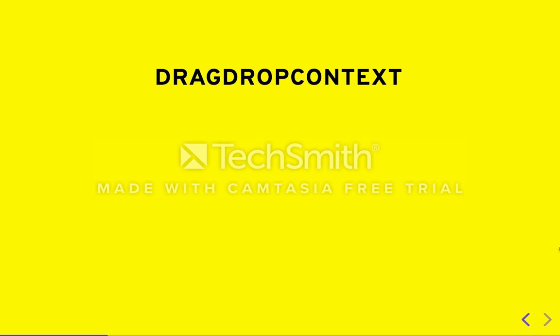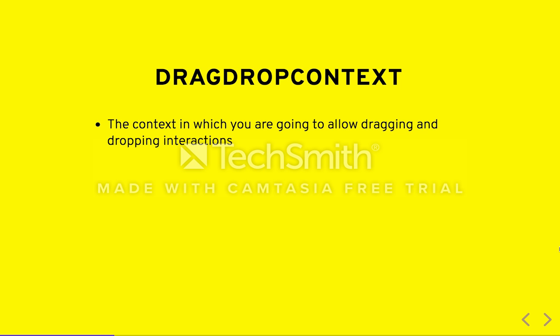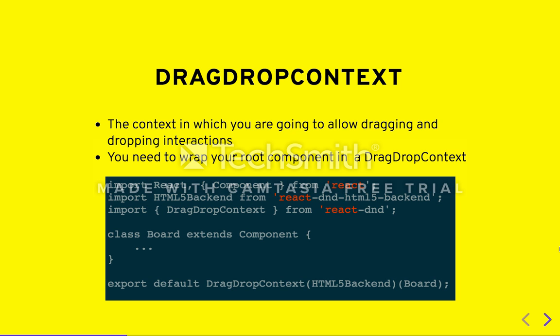What is the drag drop context? The drag drop context is the context in which you are going to allow dragging and dropping interactions to occur. You're going to need to wrap your root component in a drag drop context. For example, let's say we imported React and Component from React, and then we're going to import the HTML5 backend from the React DND HTML5 backend after installing it, of course, and then we're going to import DragDropContext from React DND. We're going to define our class, but we're not going to export it right away. We're going to export it after we define the class, like the following: export default DragDropContext.